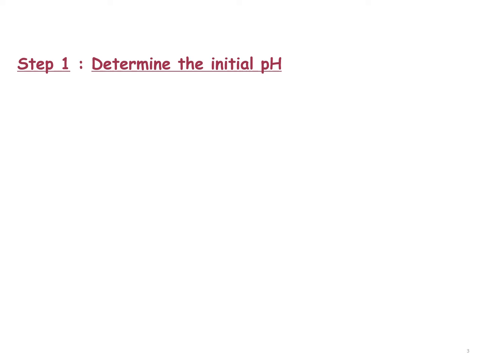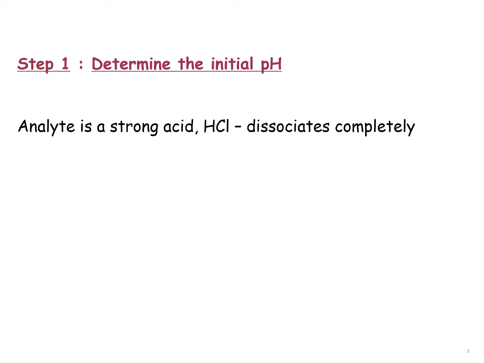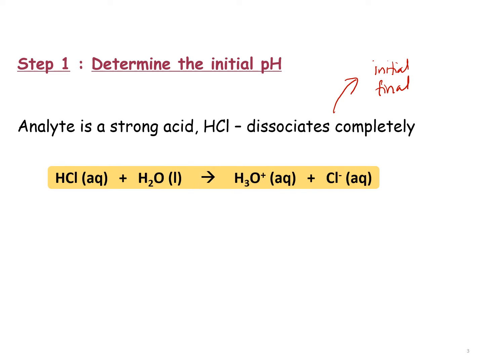Our analyte is a strong acid, HCl. So remember, a strong acid will dissociate completely. When it dissociates completely, the table you will draw is an initial and final table. That means there is an initial concentration and a final concentration. So it will be like this.